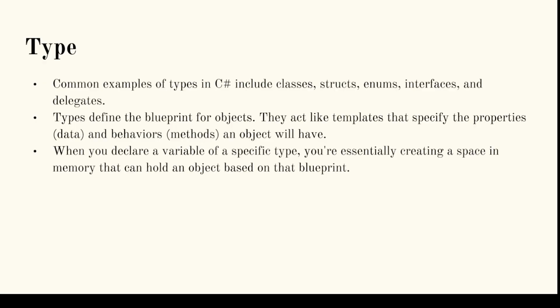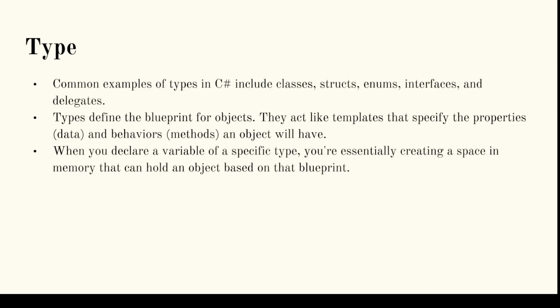Okay, let's first try to understand what is a type in C Sharp. In C Sharp, classes, structures, enums, interfaces, and delegates are nothing but types. Basically, a type defines a blueprint for objects. They act like templates that specify the properties and behaviors an object will have.